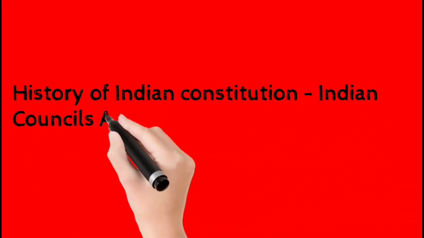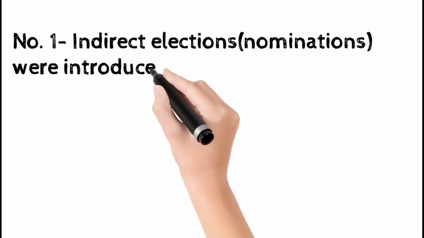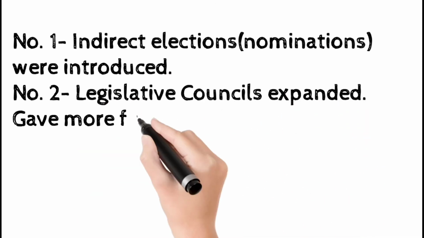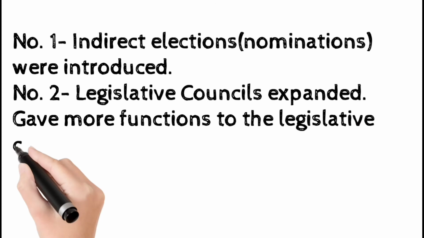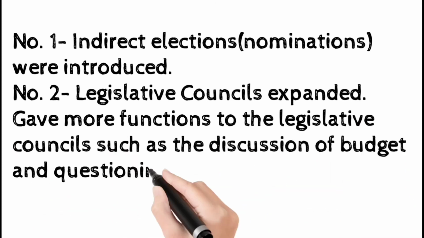History of the Indian Constitution: Indian Councils Act 1892. Number 1. Indirect elections (nominations) were introduced. Number 2. Legislative councils expanded, and more functions were given to the legislative councils such as the discussion of the budget and questioning the executive.